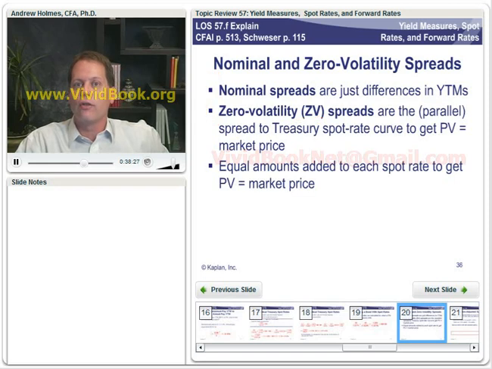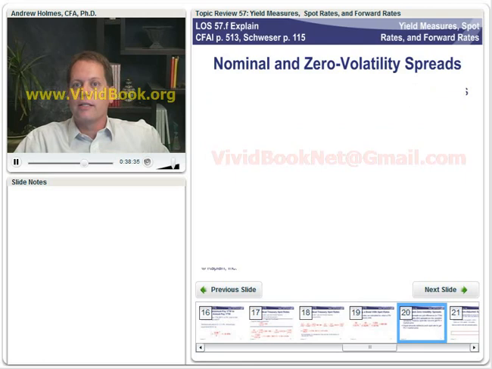I've got to turn on the right tool. Here's what we're doing. We've got this spot rate curve that we've generated. We took a bunch of Treasury securities, we looked at time, and we get the spot rates, and we get spot rates that look like this. So here's our spot rate curve.